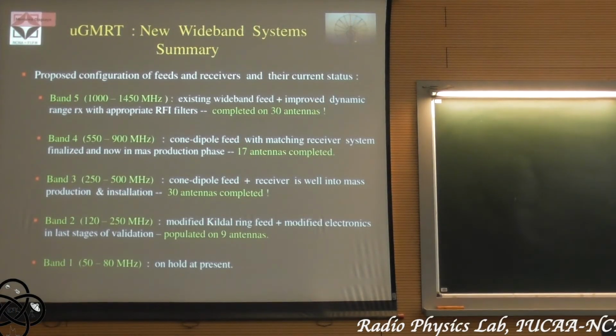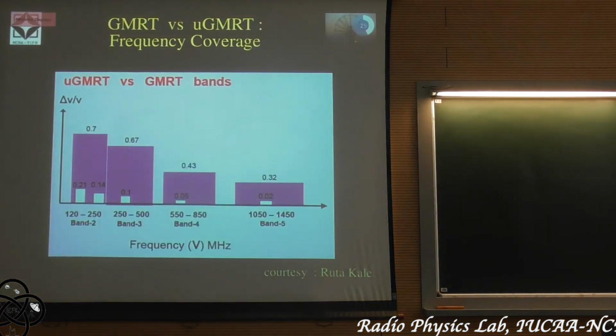Okay, now this is a slightly old slide. So this is the status of what's happening. We have finished this upgrade for all 30 antennas. In fact, as of last week, this is also finished for all 30 antennas. This also we finished a few months ago, and this is done now for 24 antennas as of last week, and will be finished soon. So all of these receiver systems are well on their way to completion to give the system for 30 antennas. And this is what will be the change in the frequency coverage of the GMRT.